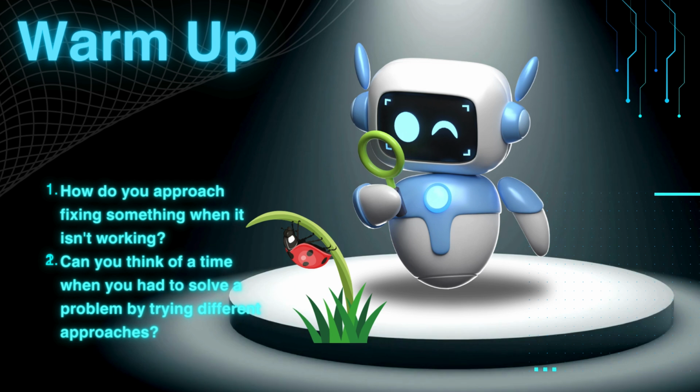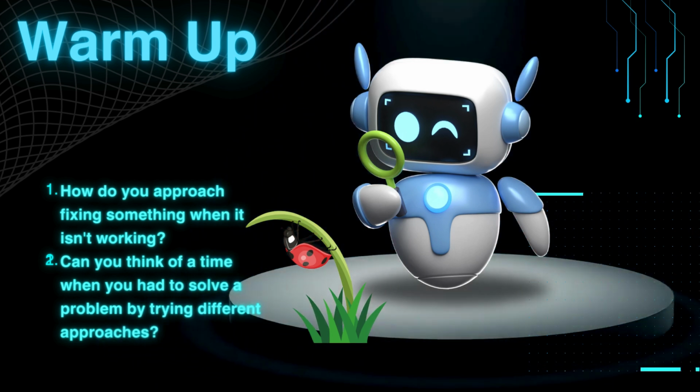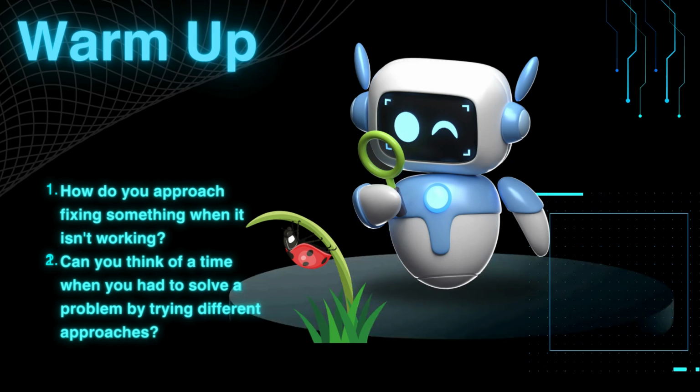How do you approach fixing something when it isn't working? Can you think of a time when you had to solve a problem by trying different approaches?